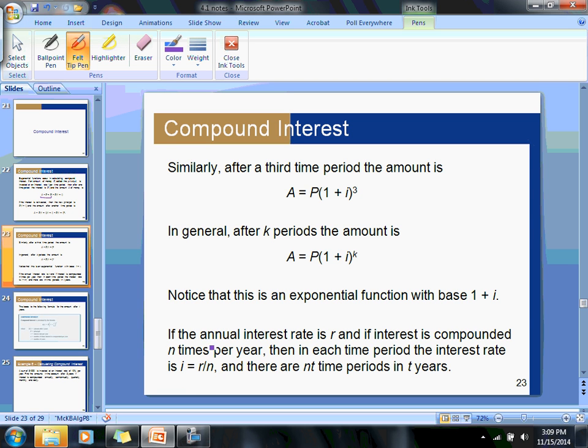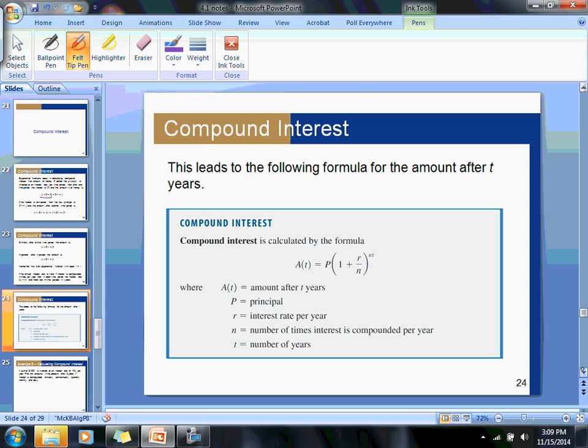So you get that whole rate all together for your one period, but they're only going to do it a certain number of times. So to get our final formula now, they're going to take that I and replace it with an R divided by n. So this is the formula that we're going to use for our compound interest.